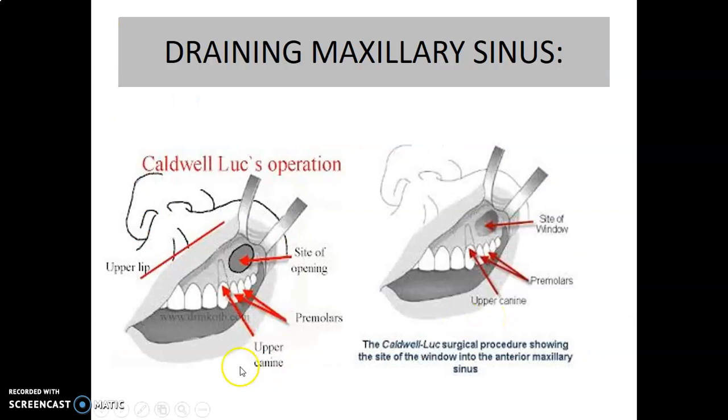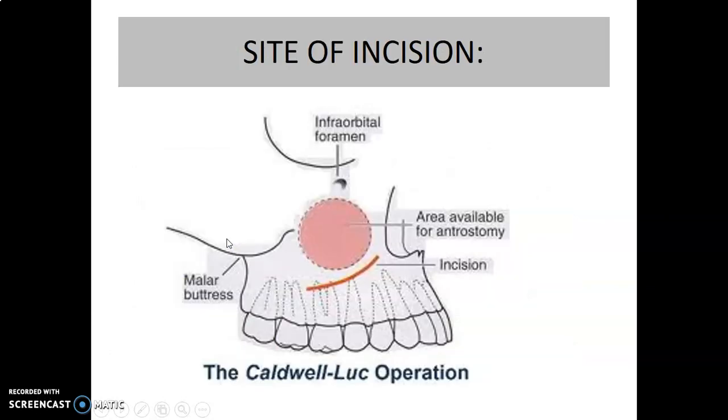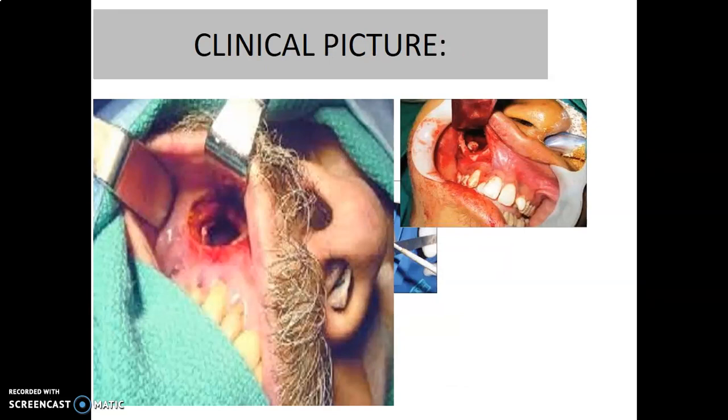So this just shows a maxillary sinus that has pus, and this is how the drainage is carried out. And you can see the alveolar processes of the maxillary teeth form the floor of the maxillary sinus. So when you want to drain pus, that's how they access it, by the Caldwell-Luc operation. This, when they're doing it, again, shows the site of incision for the maxillary sinus pus, and this is how they access it to drain.